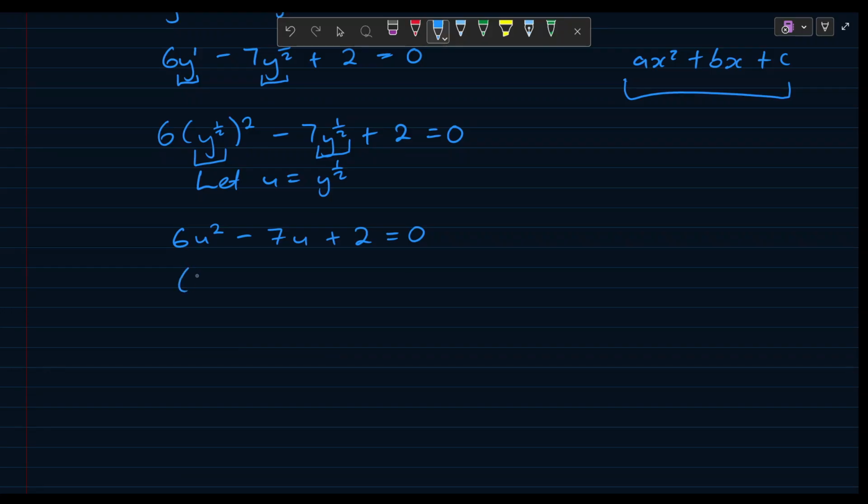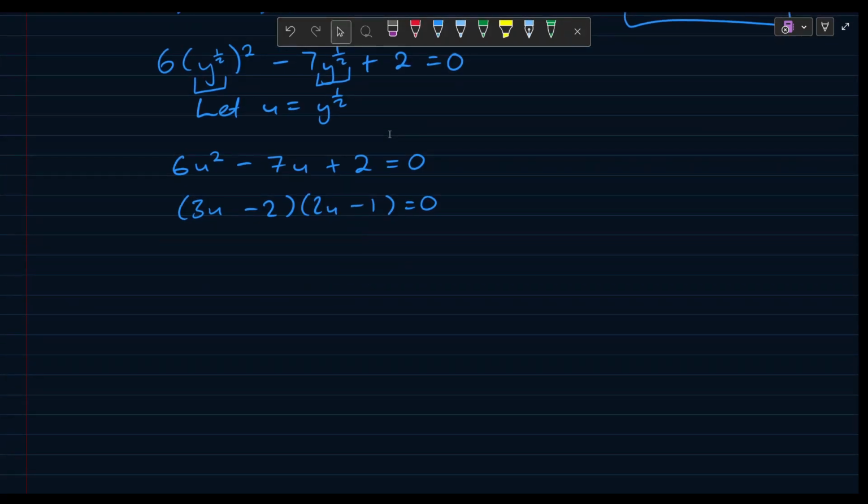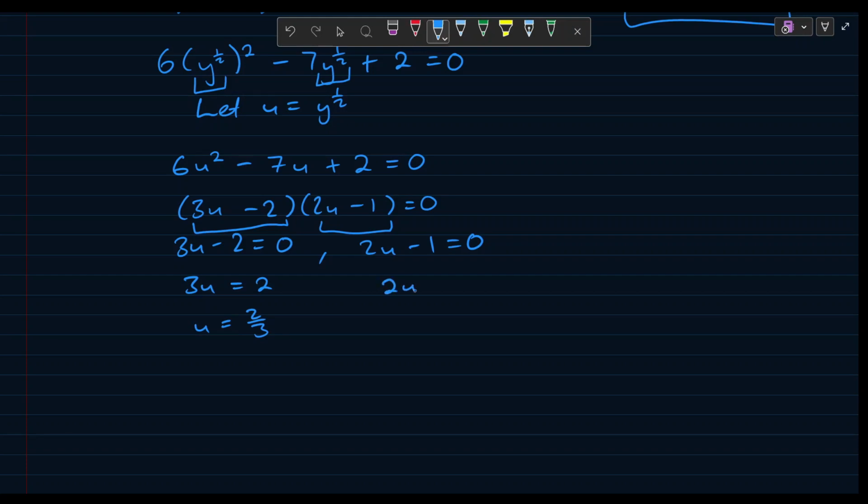We can do 3u here and then 2u here, and we want to do minus 2 and minus 1 so that we get negative 4u and negative 3u, which is negative 7u. Again, use whatever method you prefer for solving your quadratics. So we're going to get 3u minus 2, the first bracket, is equal to 0, or the second bracket, 2u minus 1, is equal to 0. This means 3u is equal to 2 and u is equal to 2 over 3. And then we're also going to get that 2u is equal to 1, so u is equal to 1 over 2.